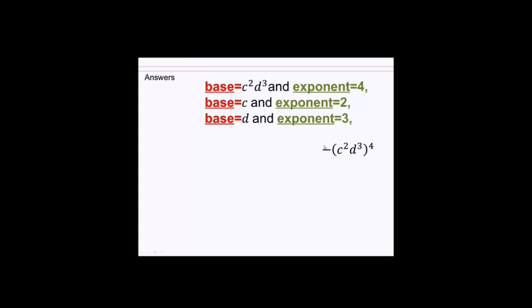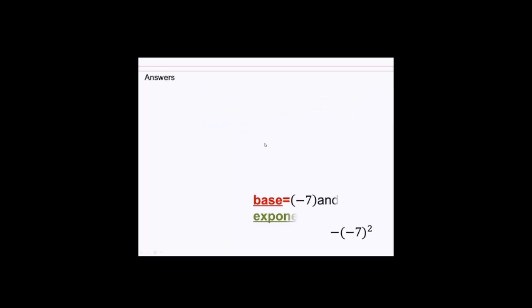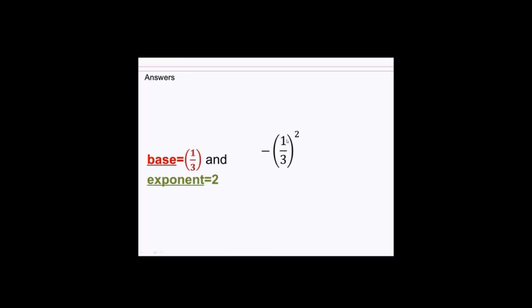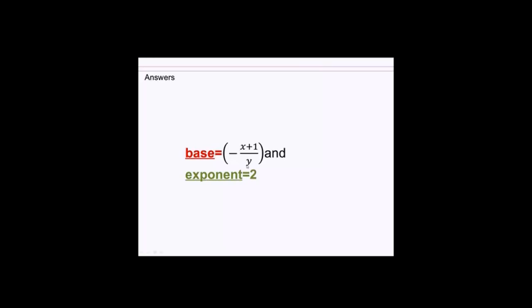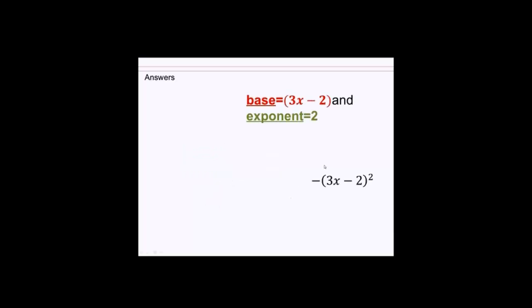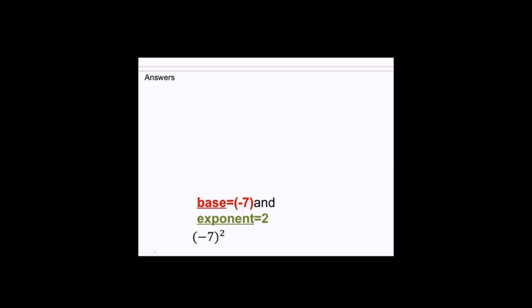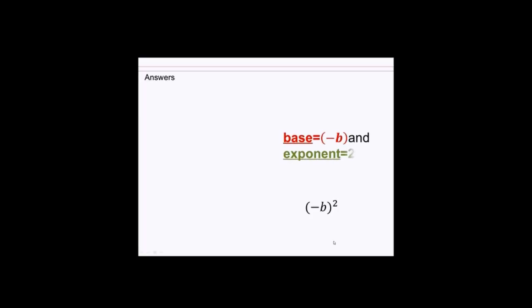Here, remember there are multiple bases. c squared d cubed is the base for exponent 4. c is the base for exponent of 2. d is the base for exponent of 3. Make sure that you got all of that. If you're not sure, go back and review definition of base and exponent. So this was base -7, exponent is 2. Base of 1/3, exponent of 2. Base is this whole negative x plus 1 over y, exponent is 2 in this example. Again, if you're not sure what's happening, do go and check. Make sure you understand what the base and exponents are.